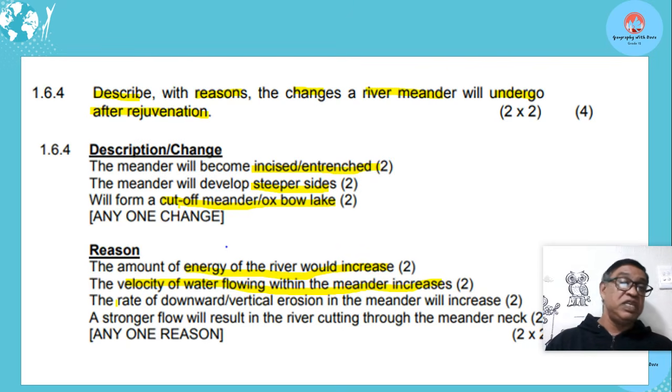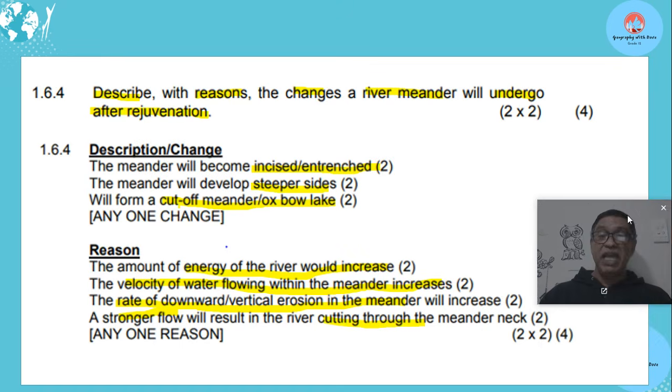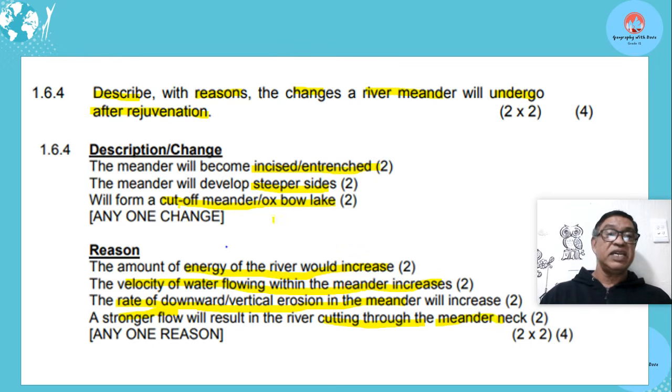And because it's moving faster, downward or vertical erosion will happen. This is more with the incised meander, isn't it? Cutting down, changing that, making the meander deeper. Stronger flow will result in the river cutting through the meander neck, all right? And that creates your oxbow lake. Can you see it?